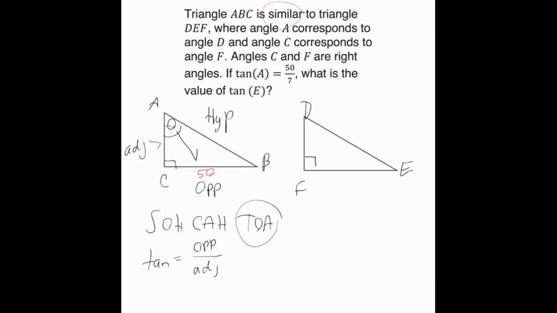Now, these are similar, which at its most base level says that they have the same angles as each other. So when A and D correspond to each other, and B and E correspond to each other, that really means something. It means they have the same angle measure. So if we're looking for the tan of E, we can substitute that with the tan of B. So the tan of E is the same as the tan of B, and the tan of B means that we're doing our trig function from the other angle.